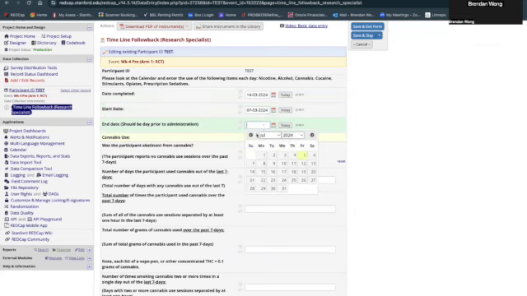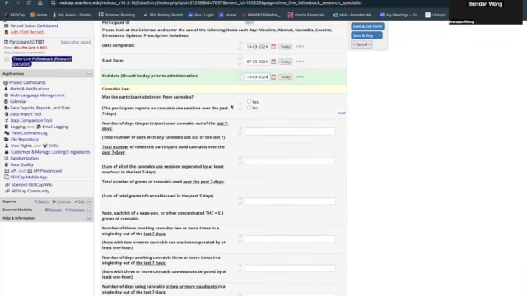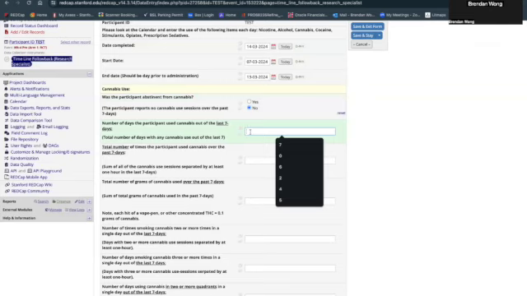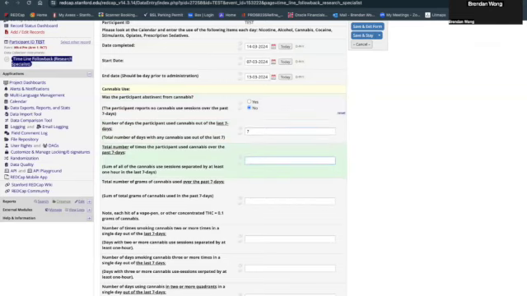Start date is 1 week before the date of the assessment. End date is the day right before. Was the participant abstinent from cannabis? No. It was clear that the participant had used every day for the past 7 days. Total number of days the participant used cannabis out of the last 7 days, it was 7. Total number of times the participant used cannabis over the past 7 days. When we referred back to the timeline follow back, it was 42. This participant has smoked 42 times in the past 7 days.